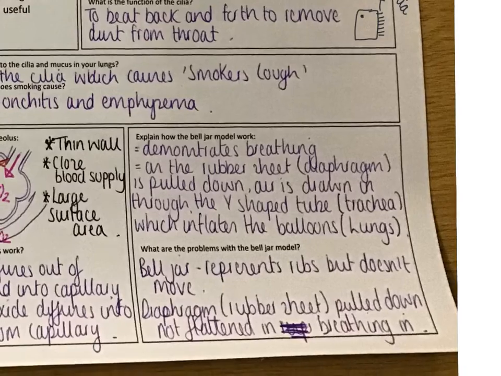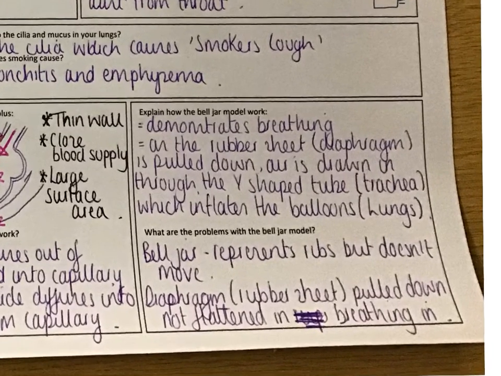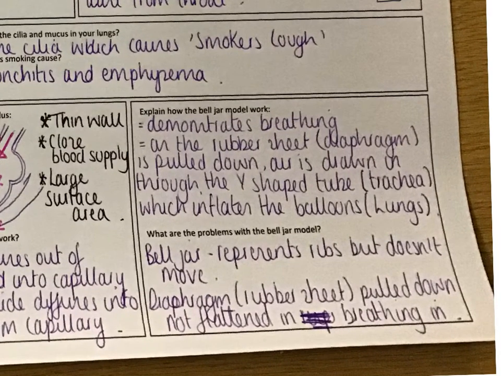And then the last bit, look and explain how the bell jar model works. The bell jar model is used to demonstrate breathing, to look at how we breathe in and out. On the bell jar model, we have a rubber sheet, and that acts as our diaphragm. It's on the very, very bottom. And then we have our bell jar, which represents our ribs. As we pull the diaphragm down, the rubber sheet down, air is drawn in through the Y-shaped tube, which is represented by our trachea.